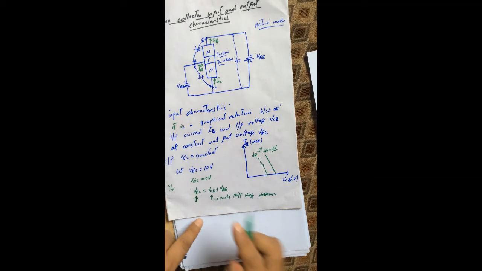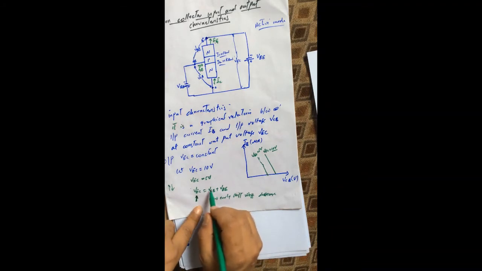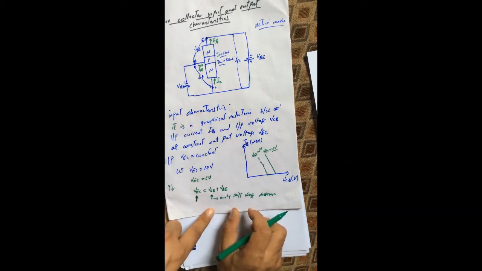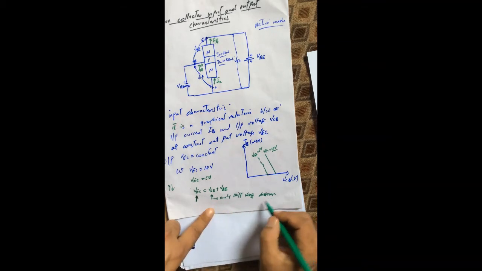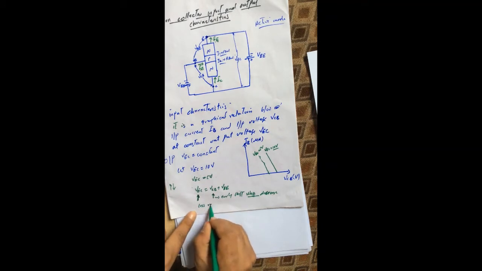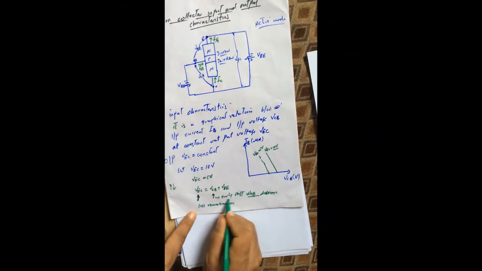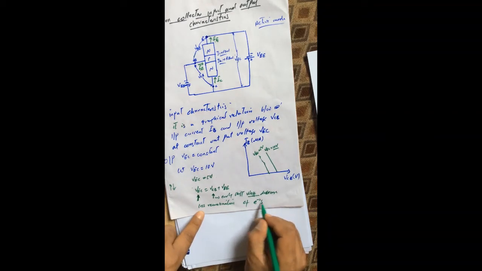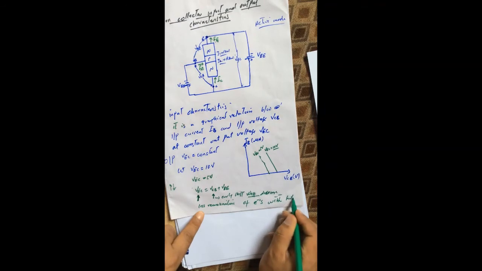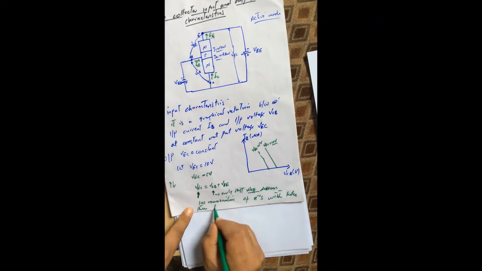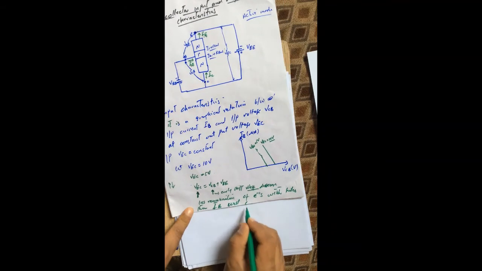And if we use a large value of reverse bias voltage, then the junction width increases while the effective width of the base decreases. So once the effective base width decreases, there will be less recombination of electrons with holes. If there is less recombination of electrons with holes, then what will happen? The base current will decrease.